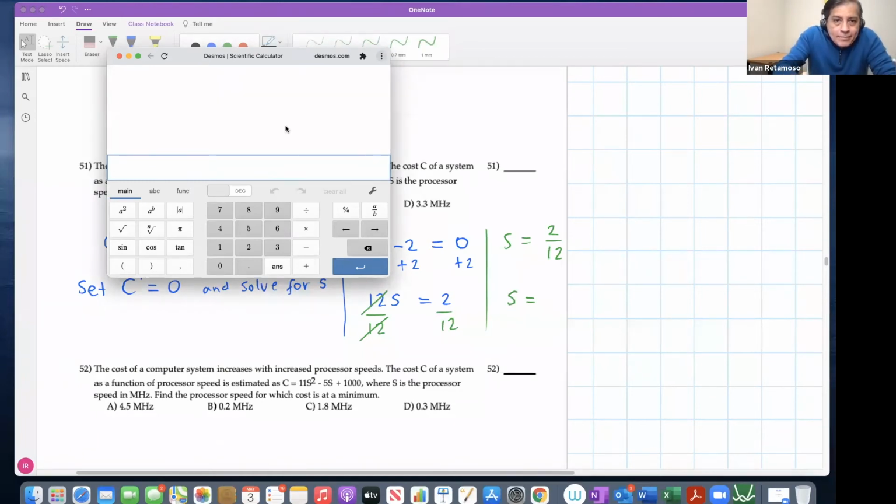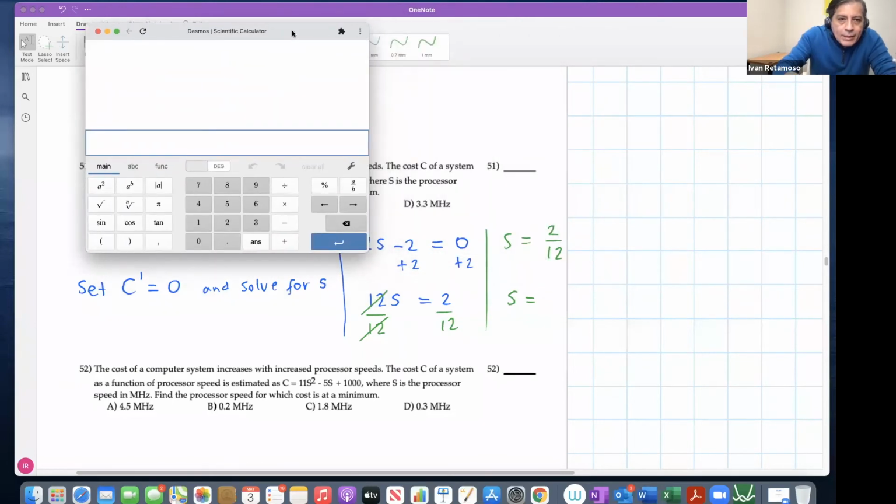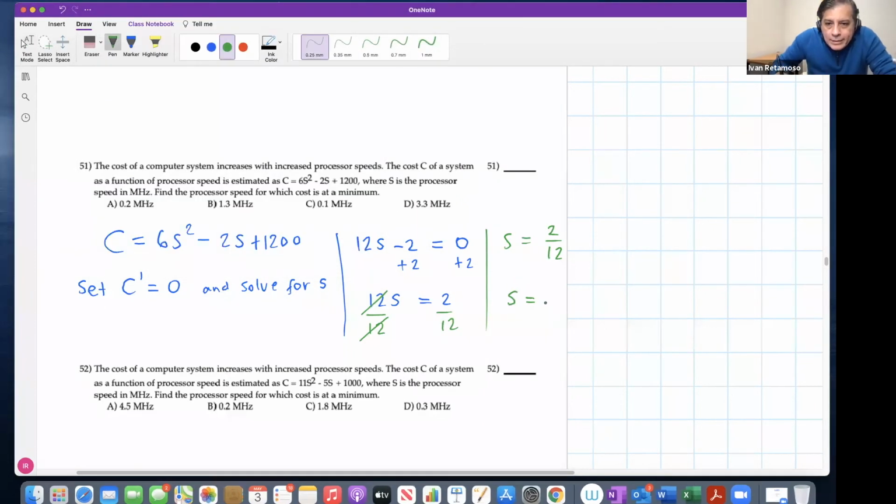But since the answers are shown here in decimals, what I'm going to do is take my calculator and divide 2 by 12. I get this number, 0.0166, and I'm going to write 0.16. But notice what happens when I round it to 1 decimal place.